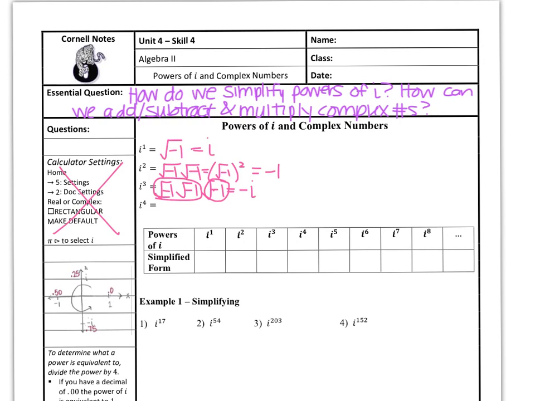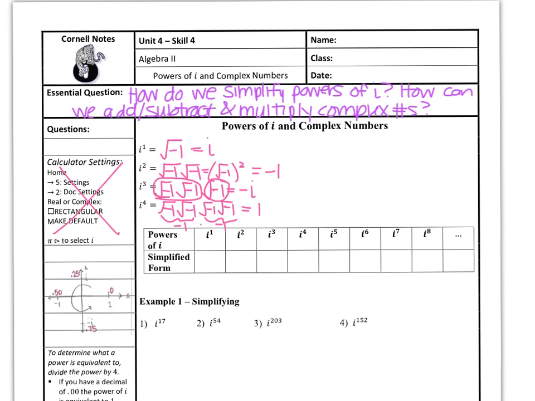Then i to the fourth would be 4 of them. Square root -1, square root -1, square root -1, square root -1. The first 2 multiply to make a -1, the second 2 multiply to make a -1, and -1 times -1 is +1.